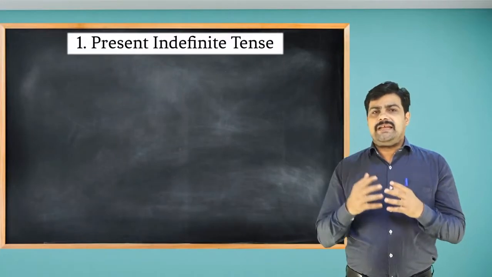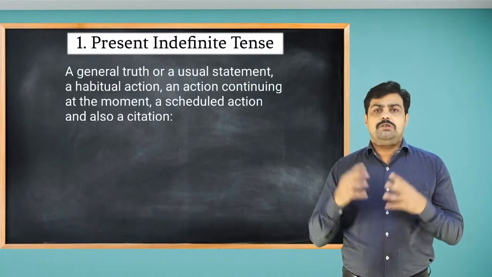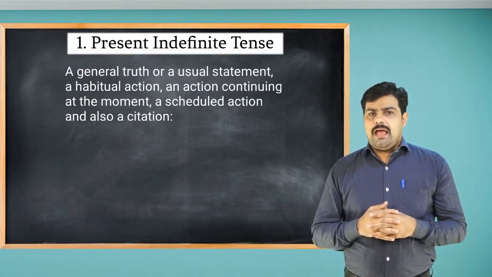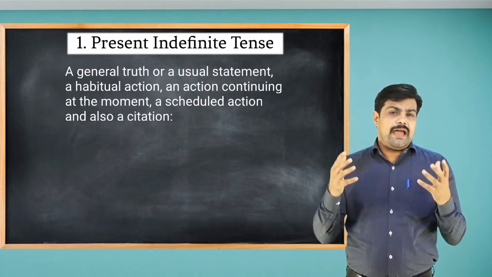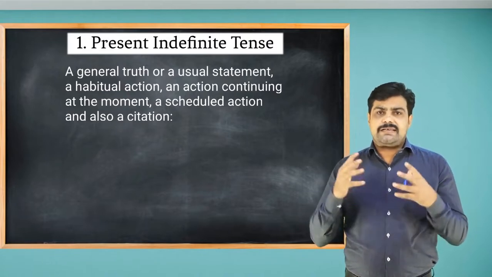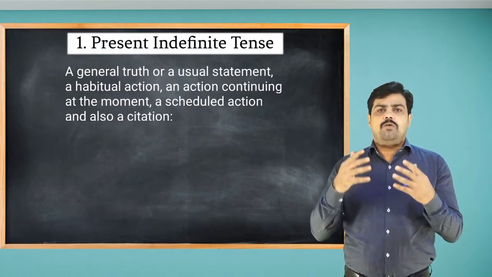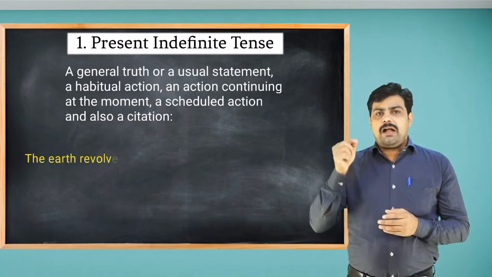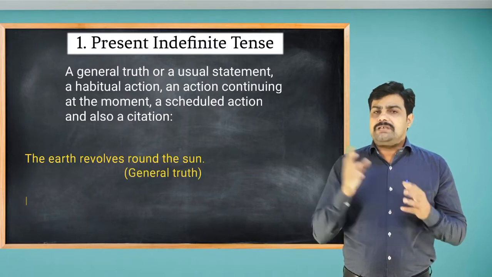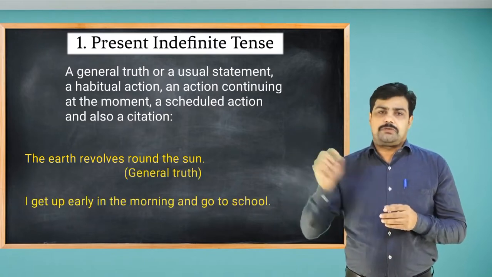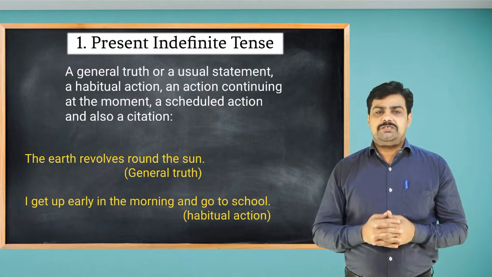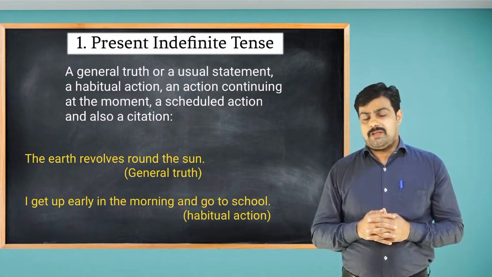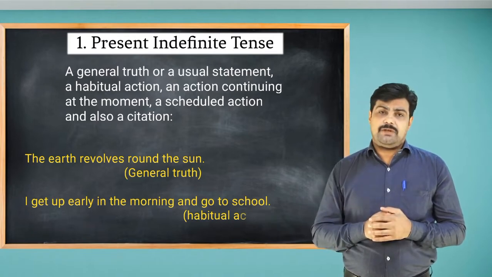Present indefinite indicates a general truth or a usual statement, a habitual action, an action continuing at the moment, a scheduled action, and also a citation. For example, the earth revolves round the sun. It is a general truth. Second sentence: I get up early in the morning and go to school. The sentence is showing a habitual action.